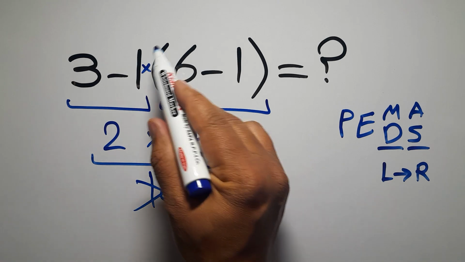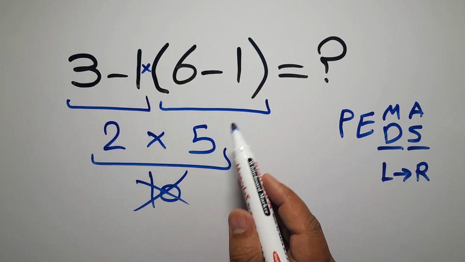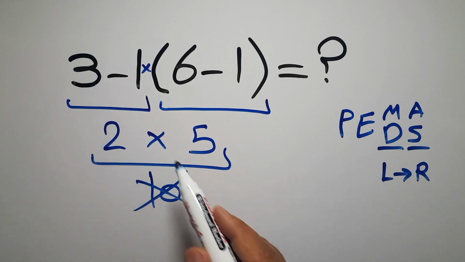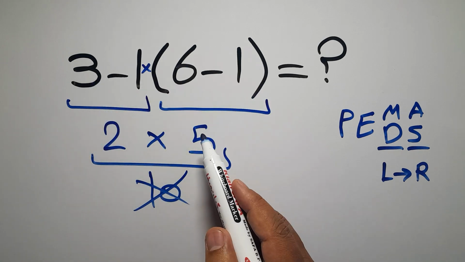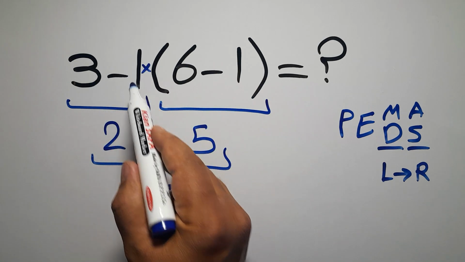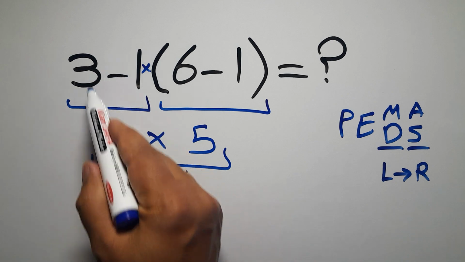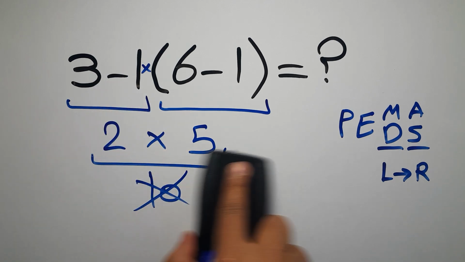Okay, so first we have to do this parenthesis, not this subtraction. And after this parenthesis, we have to do this multiplication and finally this subtraction.